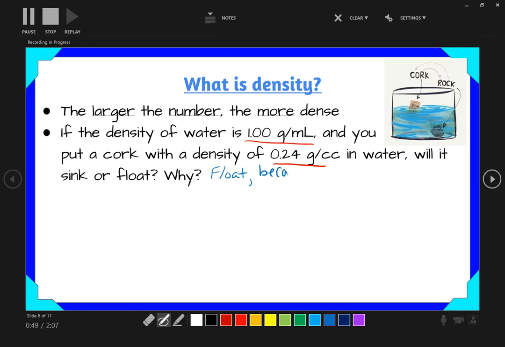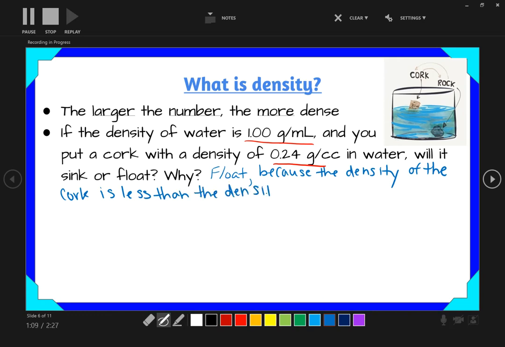Because the density of the cork is less than the density of water. The 0.24 is less than water, so it will float.